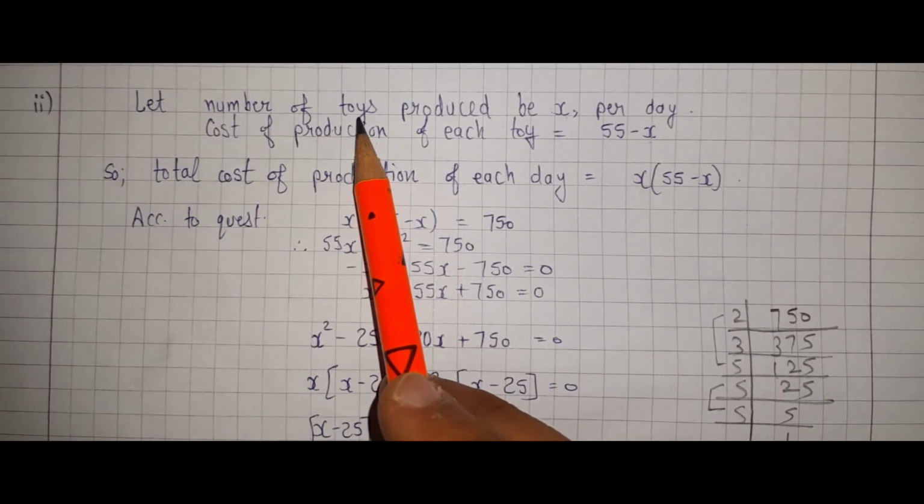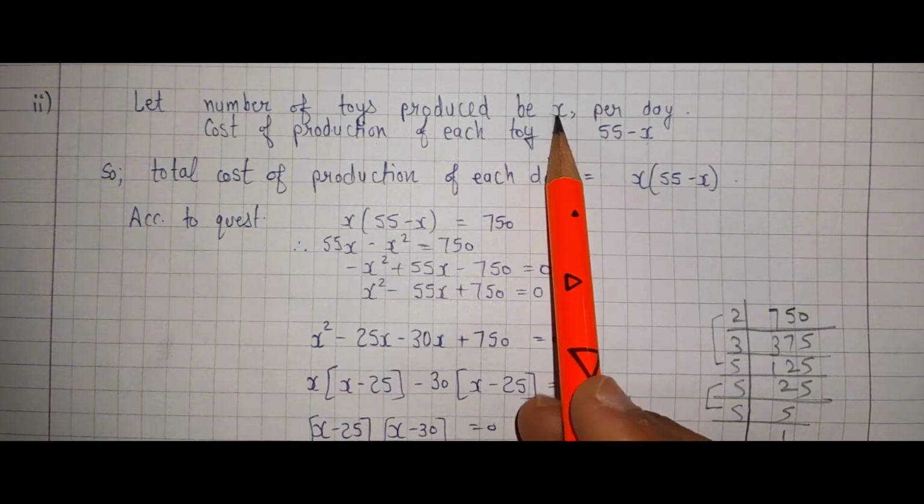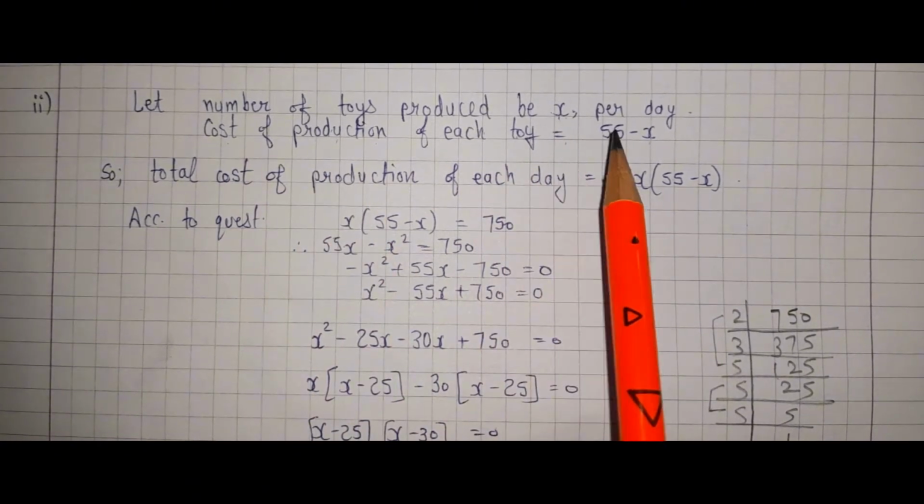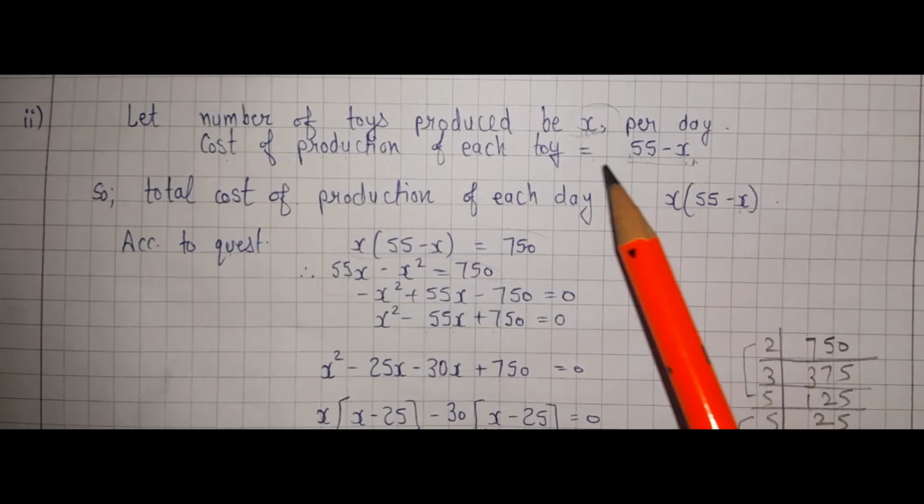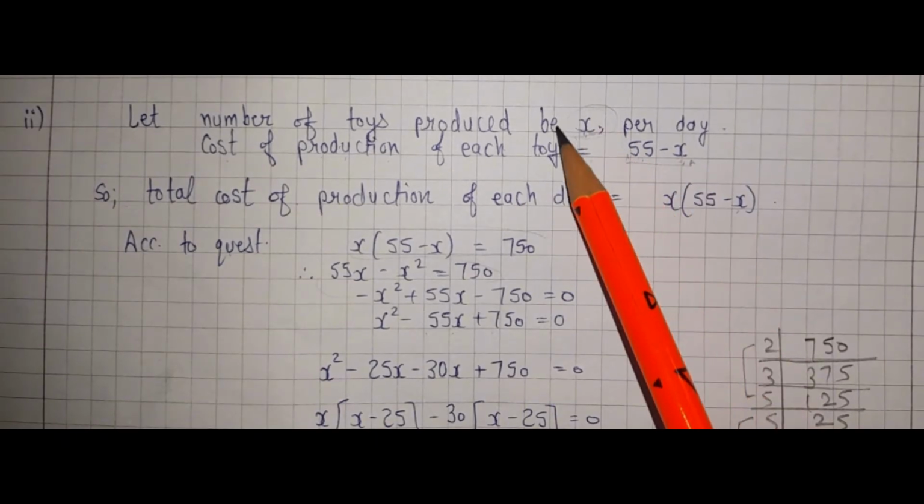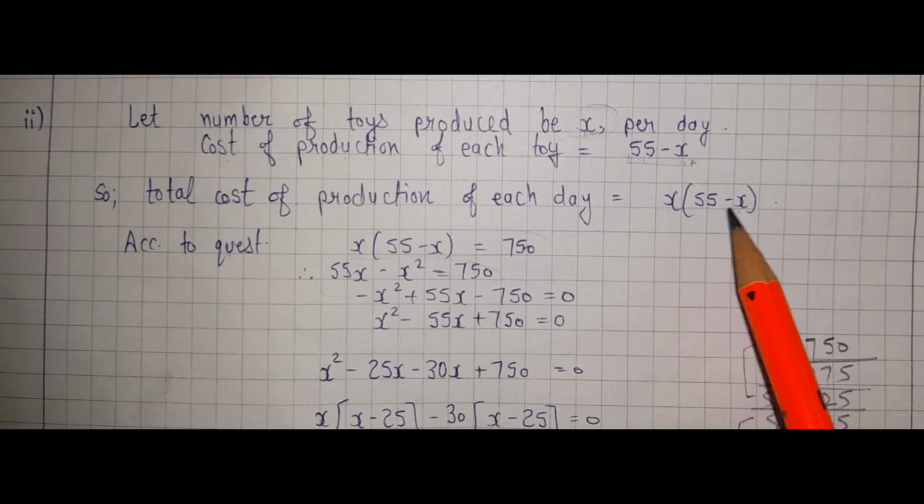Let the number of toys produced per day be x. It's given that the cost of production of each toy is equal to 55 - x. Now, one toy costs 55 - x. So, x toys will cost x(55 - x).